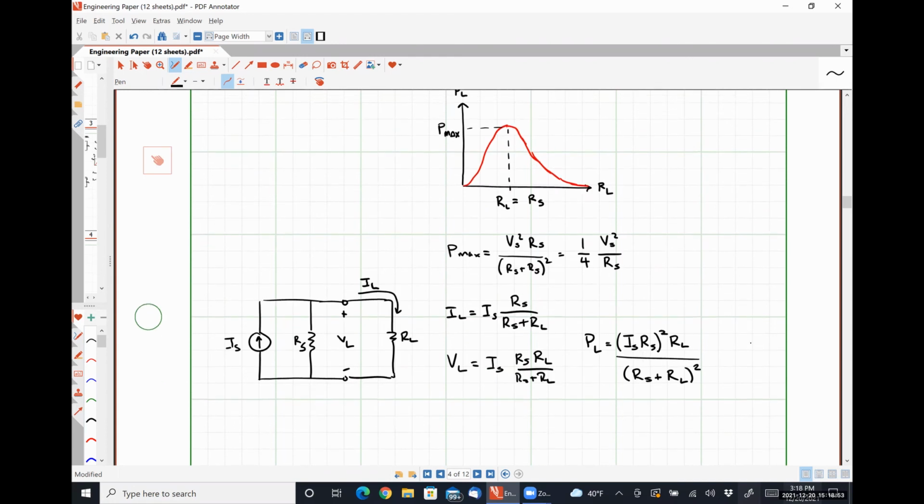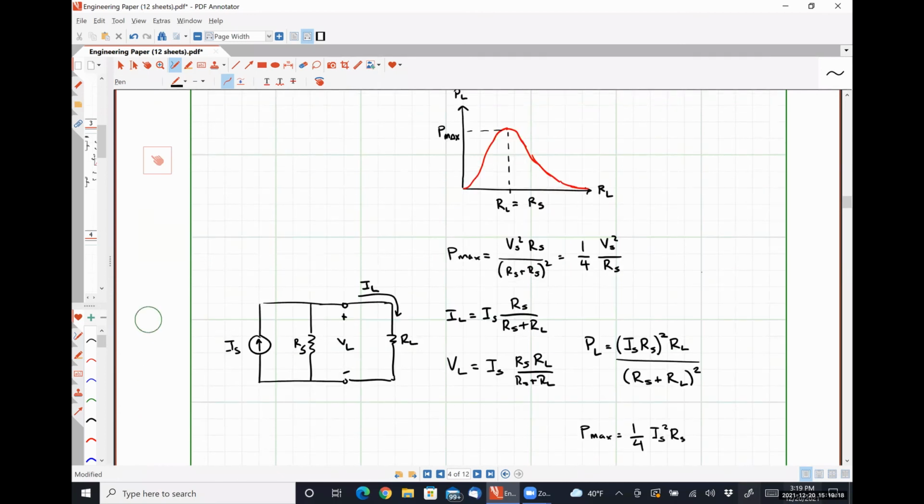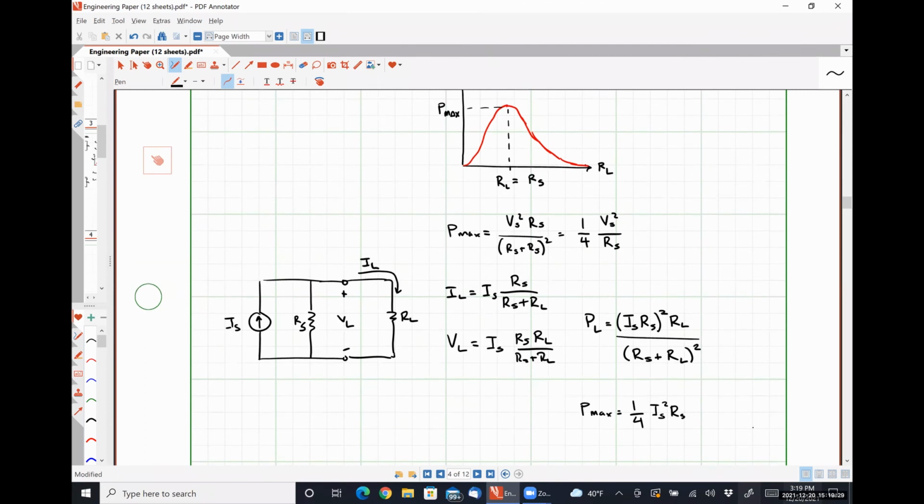So if we make that substitution where RL is equal to RS, we find that Pmax is just 1/4 IS squared multiplied by RS, which is literally the exact result we would get if we substituted in VS is equal to IS times RS. So that is maximum power transfer.